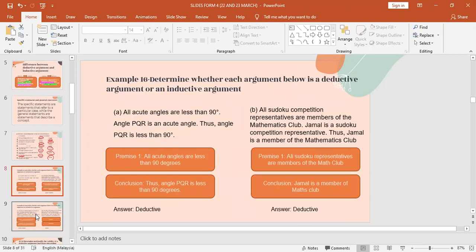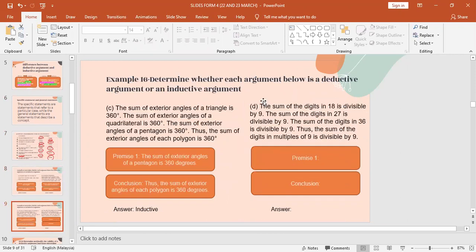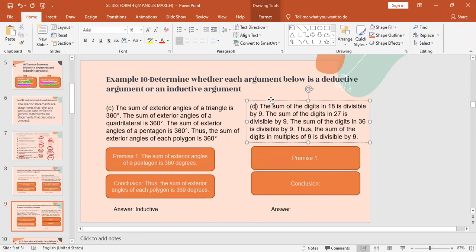Okay, and then next, we also make the example 16. And this is yang kita tak buat lagi, D. Kalau contoh kan, kita tengok yang C ni, dia cakap memula premise dia ada the sum of exterior angles of a triangle is 360. Kalau yang ni, the sum of exterior angle of a quadrilateral. Kalau yang ni, sum of exterior angle of a pentagon.